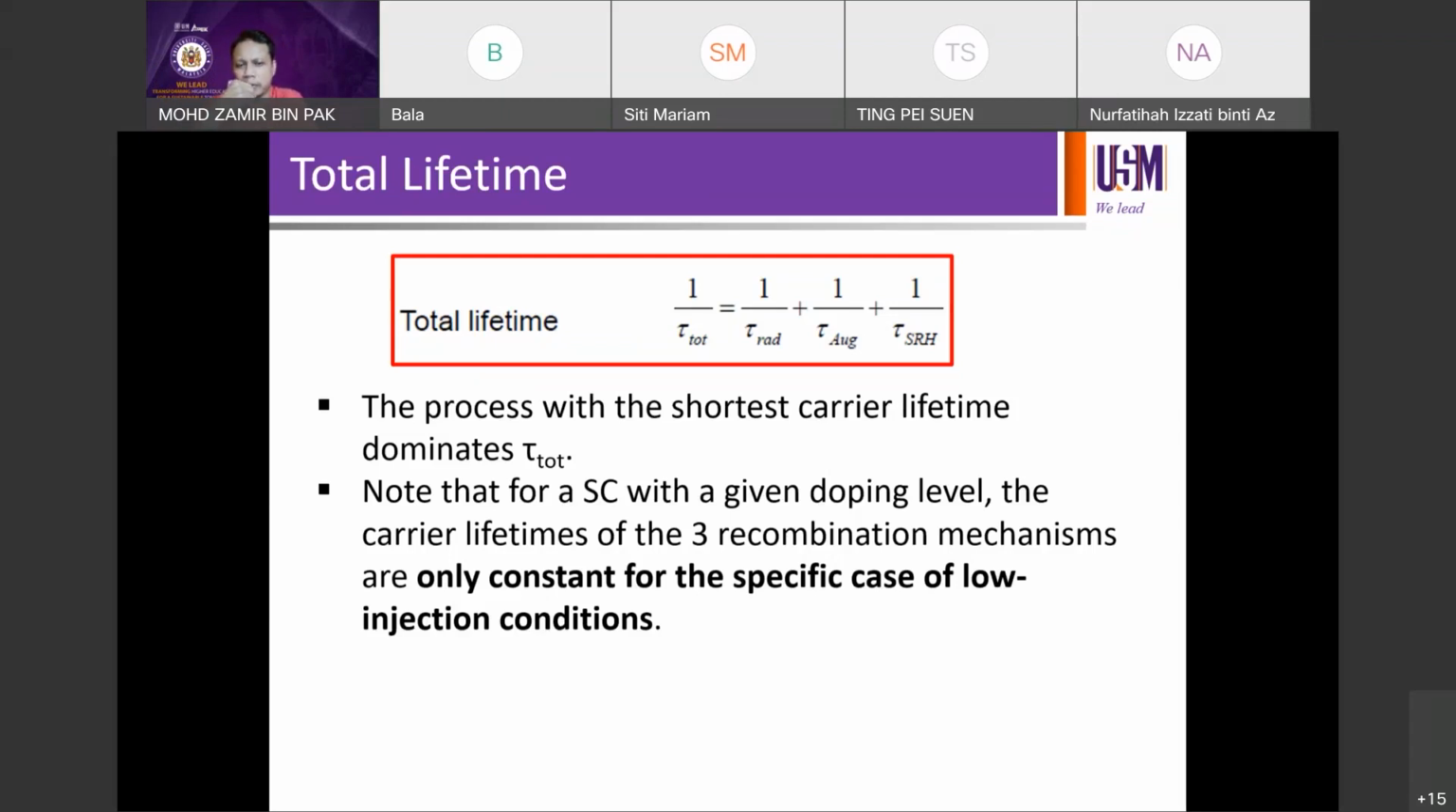So the total lifetime, when you talk about recombination, is given by 1 over tau total, which equals 1 over tau due to radiative recombination plus 1 over tau due to Auger recombination plus 1 over tau due to SRH recombination. That's only if you have all 3 at the same time. For example, if you only have 1 or 2, say you are working on radiative recombination and Auger, then you just forget about SRH, right?